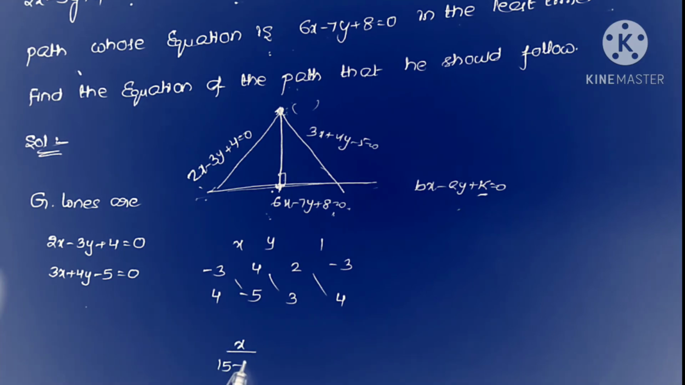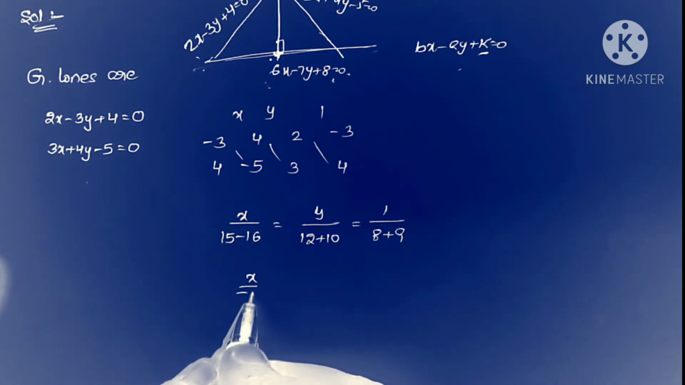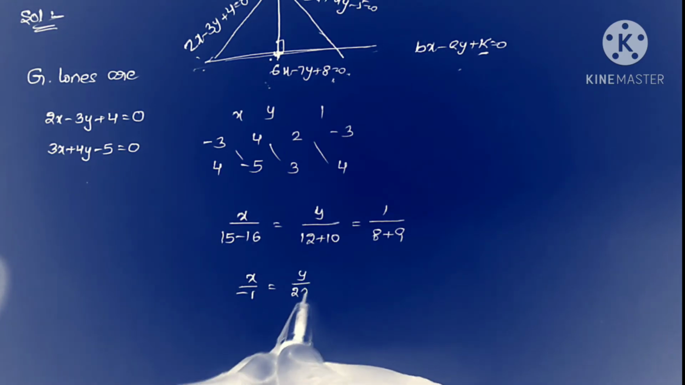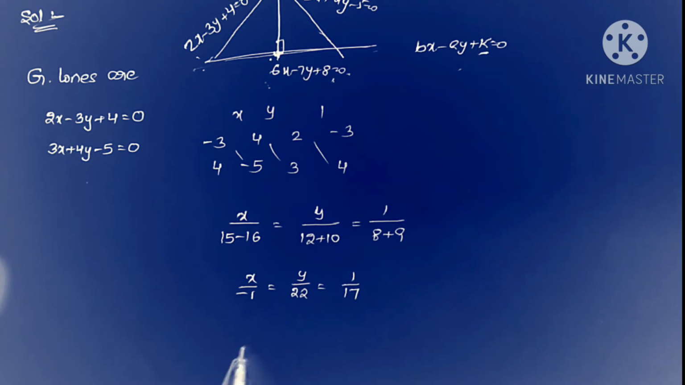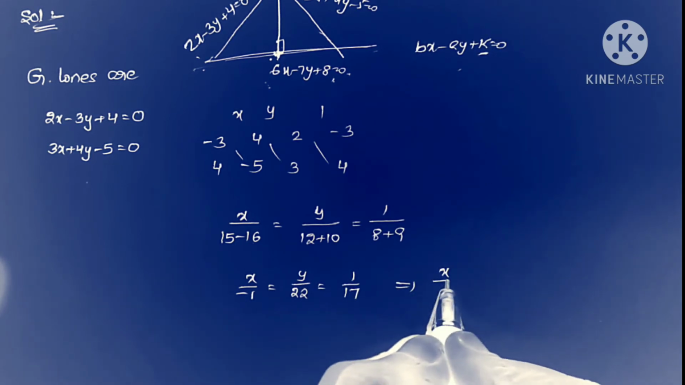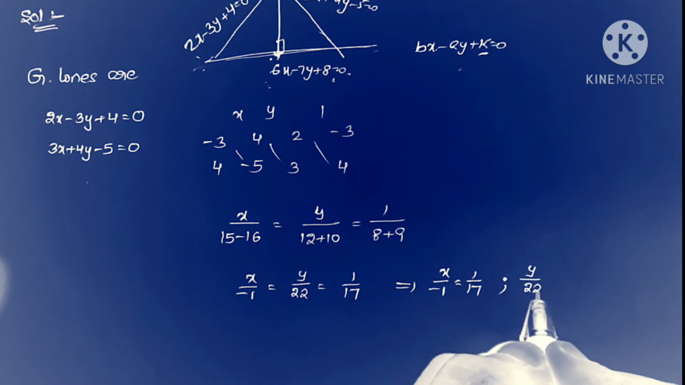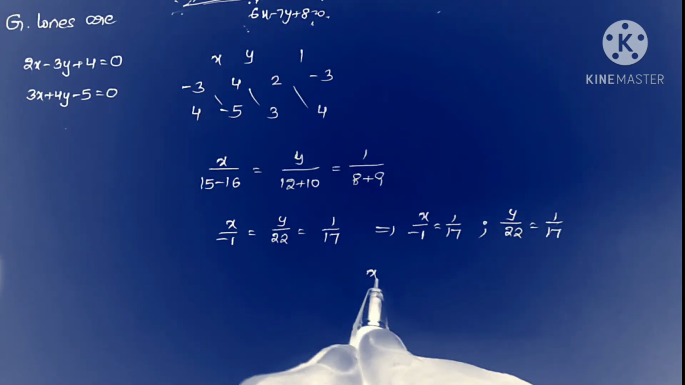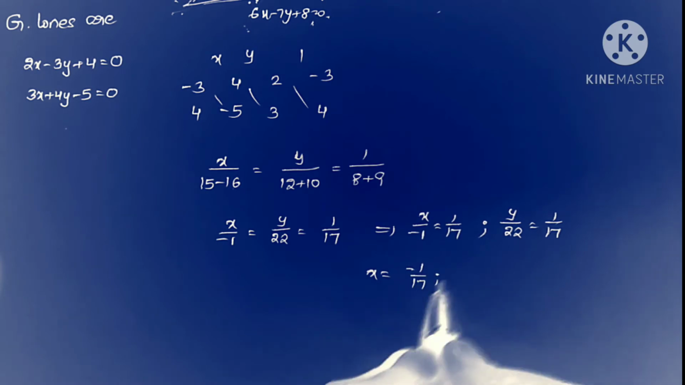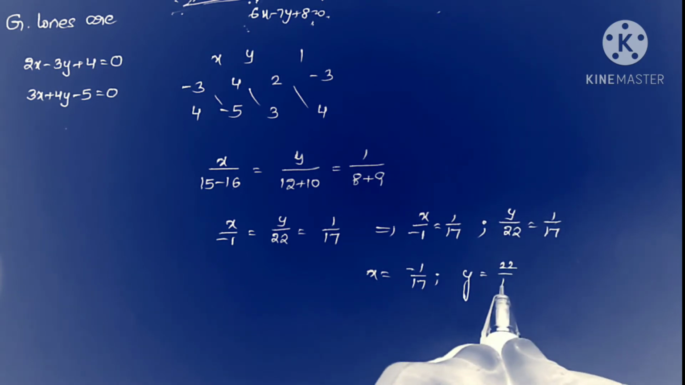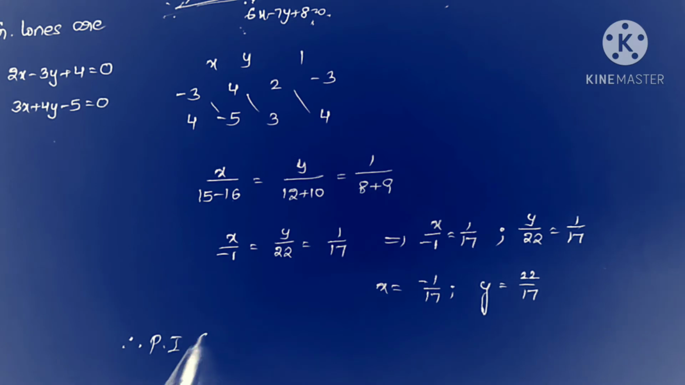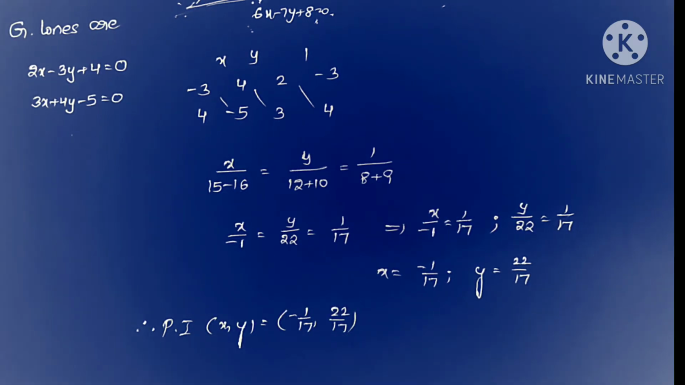So x by 15 minus 16 is equal to y by 12 plus 10 is equal to 1 by 8 plus 9. That is, x by minus 1 is equal to y by 22 is equal to 1 by 17. Then x by minus 1 is equal to 1 by 17 and y by 22 is equal to 1 by 17. So x is equal to minus 1 by 17 and y is equal to 22 by 17. The point of intersection x comma y is equal to minus 1 by 17 comma 22 by 17.